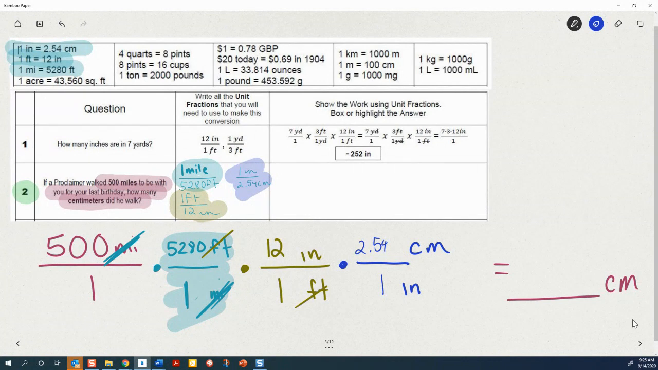But I did this multiplication earlier. You could just type it in on your calculator. Ooh, it's quite a lot. But it's 80,467,200 centimeters. So we'd write that answer here. And put a box around it.